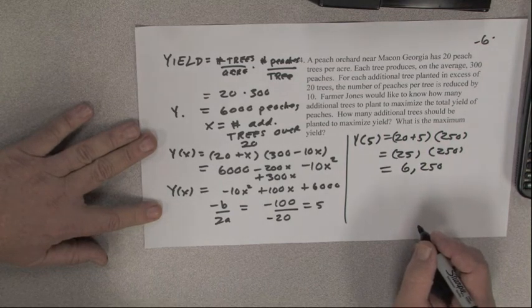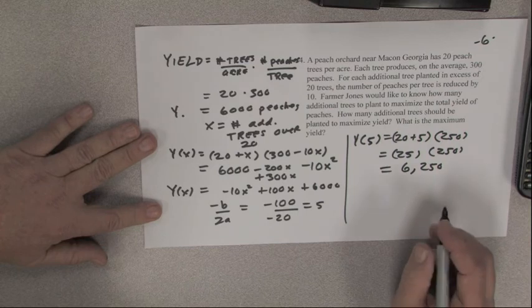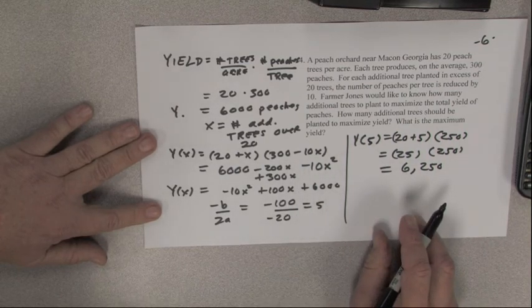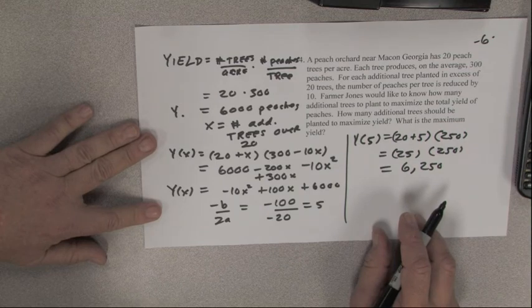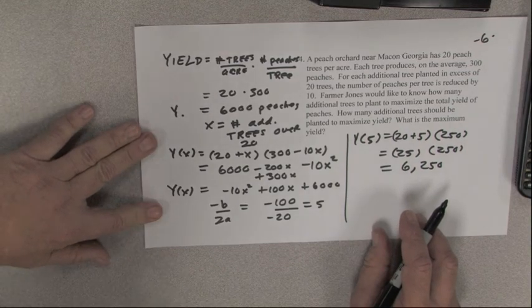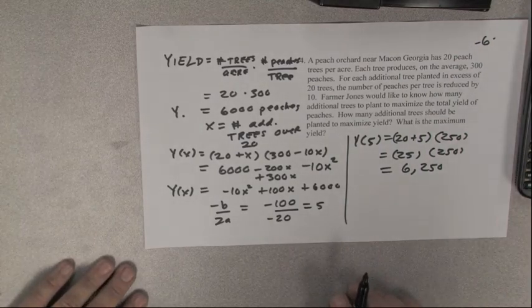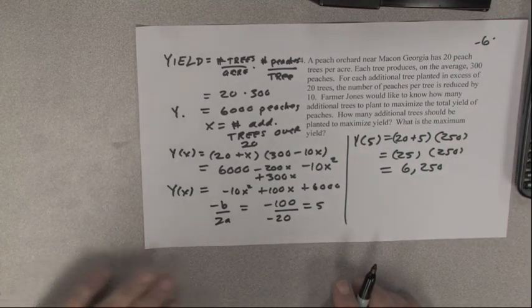So there's our answer. There's lots of examples of these problems in real-world applications, where one quantity is going up and the other quantity is going down, and the product of those quantities is what you wish to determine. So the maximum yield is 6,250 peaches.